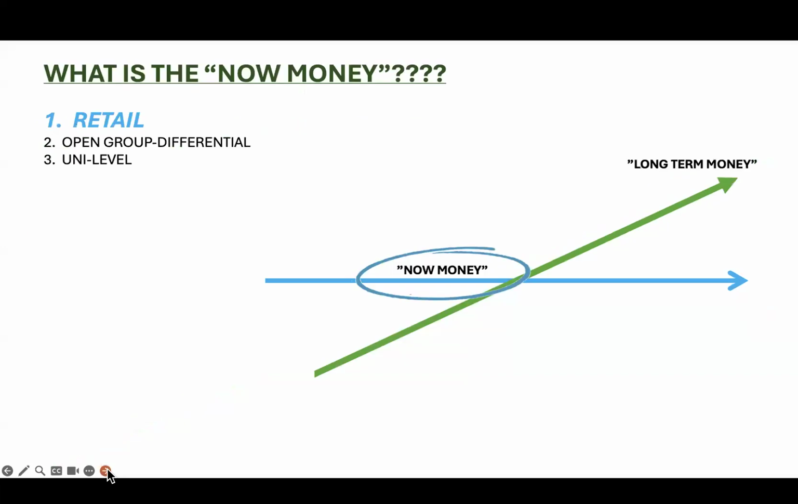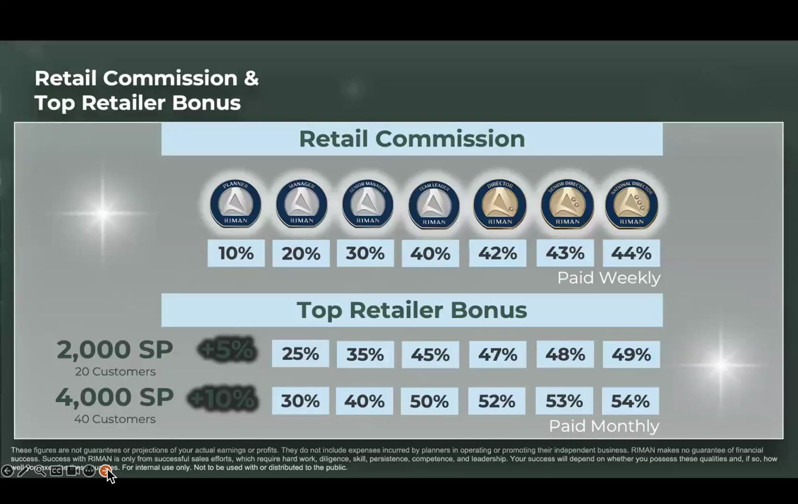So what is the now money? So the first category is retail, right? So you do the work, you get paid now, right?